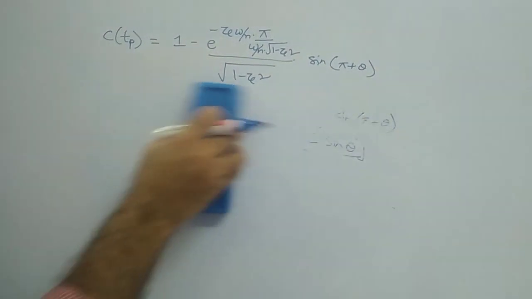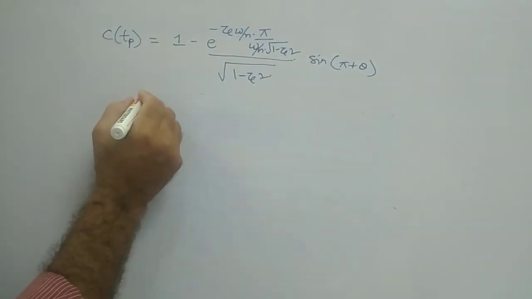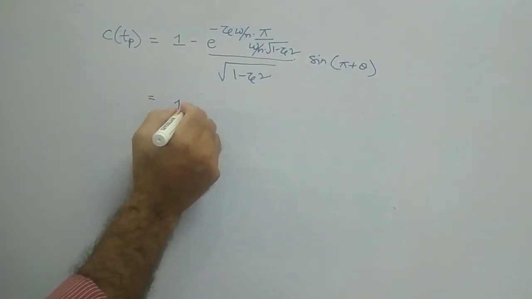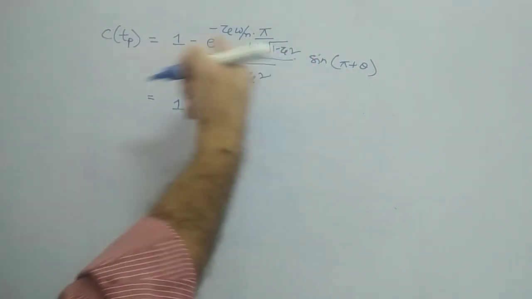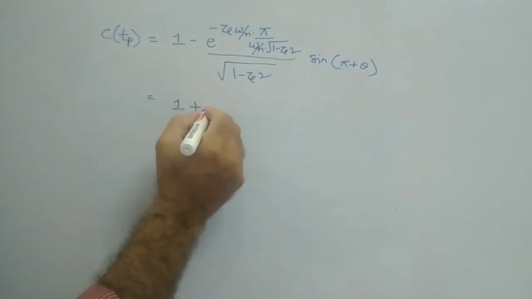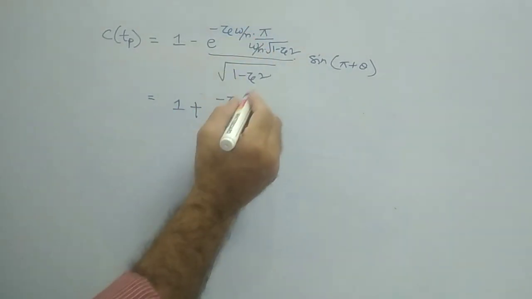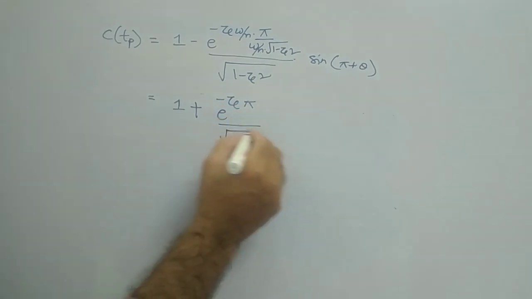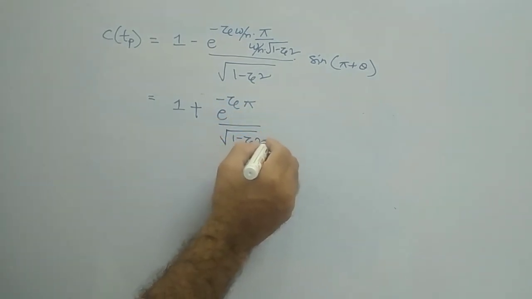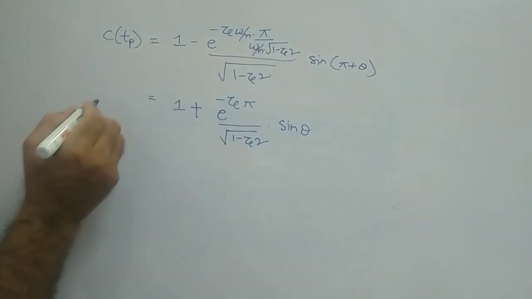Then the next step, how will it look? This is equal to 1 minus, minus sine of pi plus theta is minus sine theta, and that minus into this minus is plus, e power minus zeta, omega n already cancelled out, zeta pi by square root of 1 minus zeta square, sine theta. Clear? This is what your C of Tp.